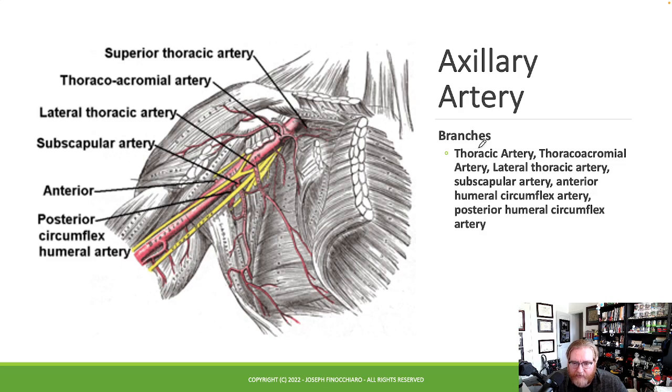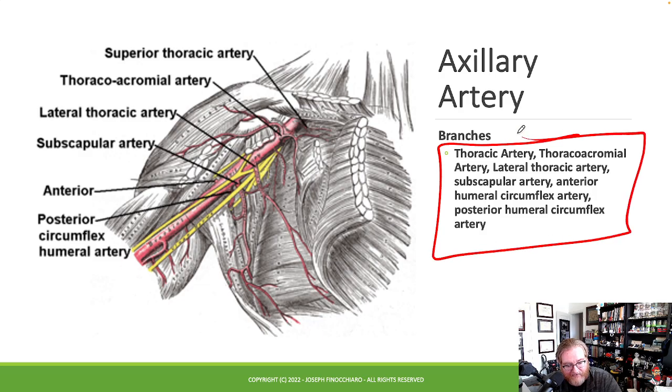Look at all the branches of the axillary artery: thoracic, thoracoacromial artery, lateral thoracic, subscapular, anterior humeral circumflex, posterior humeral circumflex. Everything here is talking about chest, thorax, thorax, thorax, shoulder, scapular, and then humerus, upper arm. All of these branches will indicate that they are somewhere in this range.